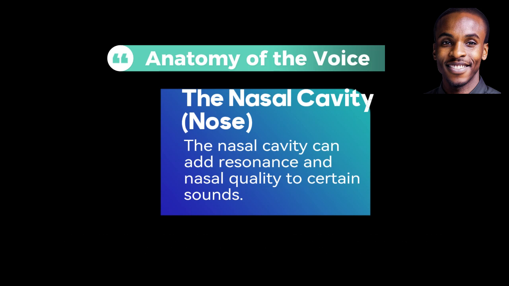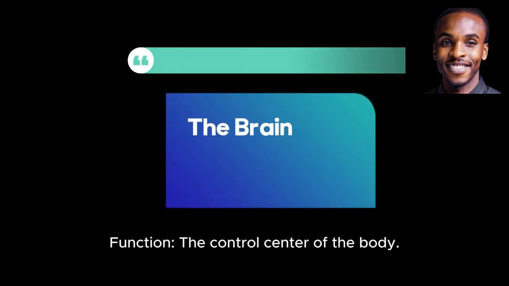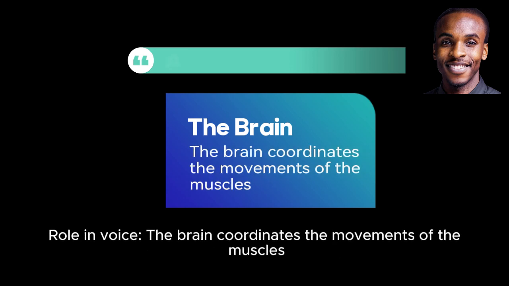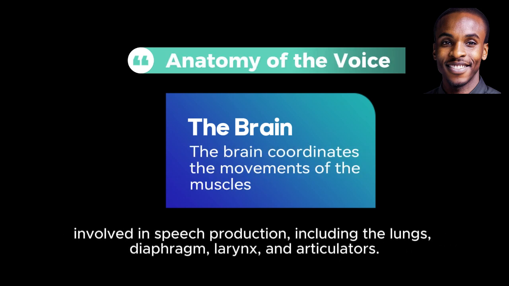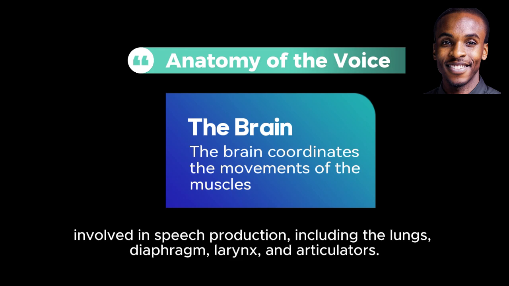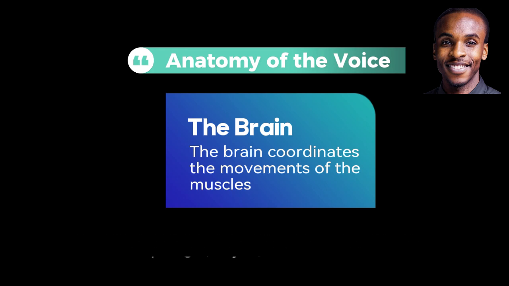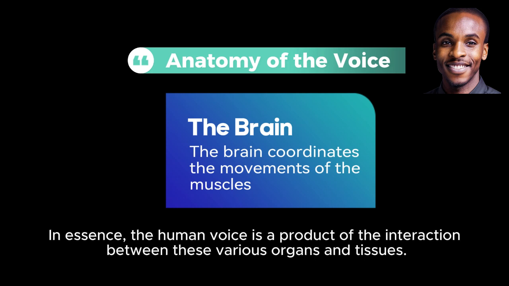The brain. Function: the control center of the body. Role in voice: the brain coordinates the movements of the muscles involved in speech production, including the lungs, diaphragm, larynx, and articulators. In essence, the human voice is a product of the interaction between these various organs and tissues.